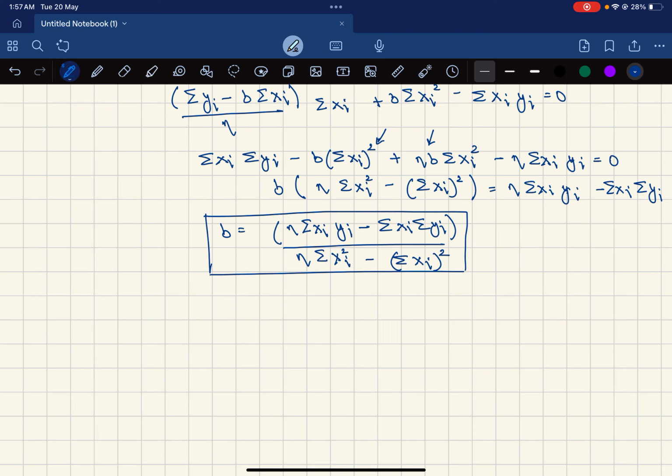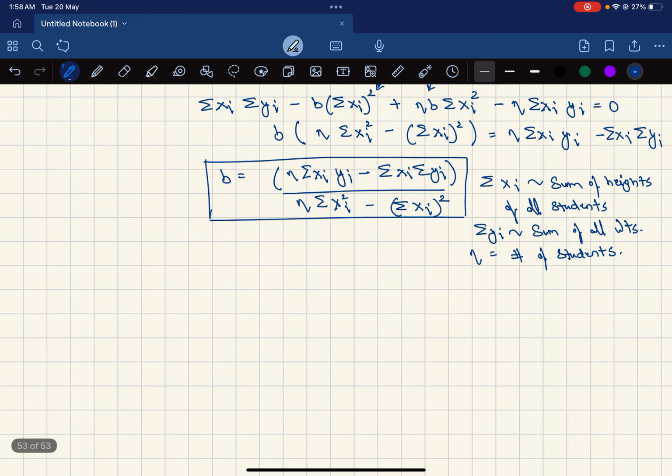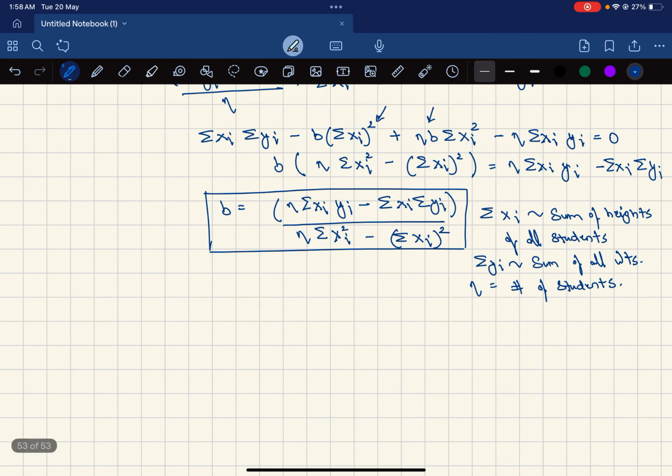Now just to explain what these summations represent here, summation xi is basically nothing but the sum of heights of all students. Similarly, summation yi is the sum of all weights. N is the number of students for which the analysis is being done here. So this is how we can put all the values here and get the required result to get the slope of the equation.